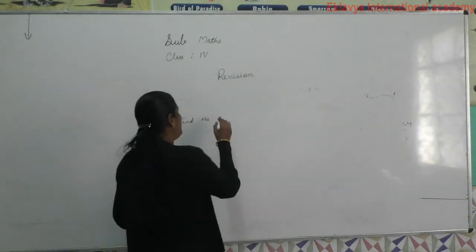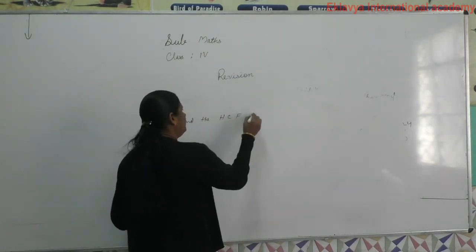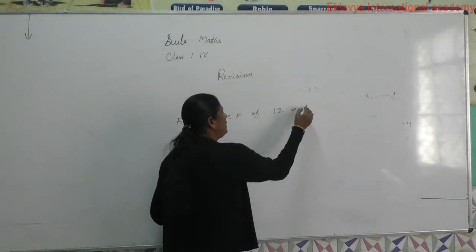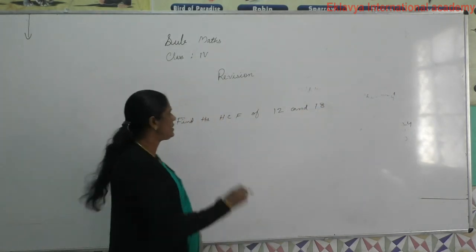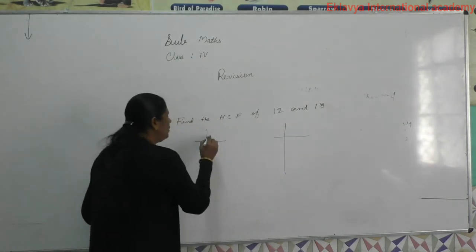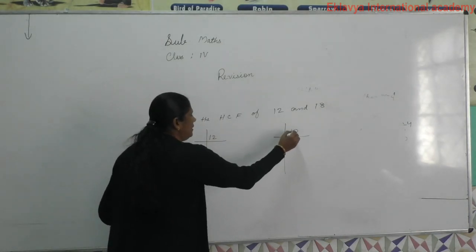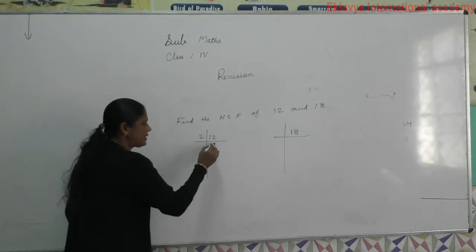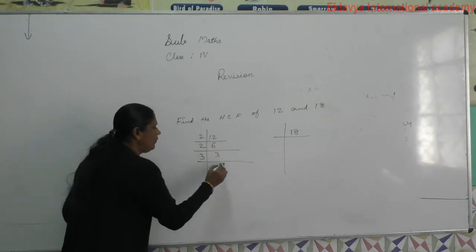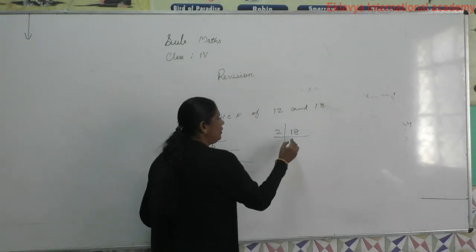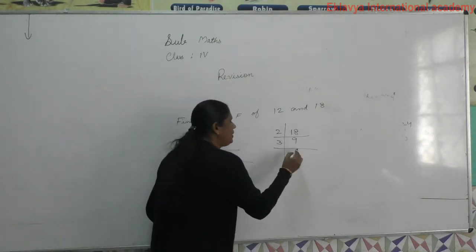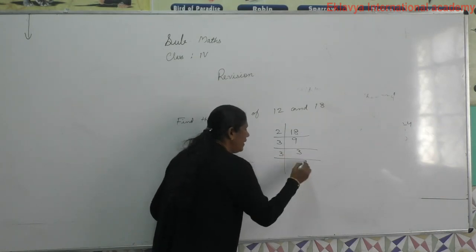Find the HCF of 12 and 18. First you find the prime factorization. You write 12 here and 18 here. The table of 2 goes into 12 six times. Again 2 goes 3 times. Then 3, 1. Here 2 goes into 18 nine times. Then next, 2 does not go into 9. 3 goes 3 times. Again 3, 1.